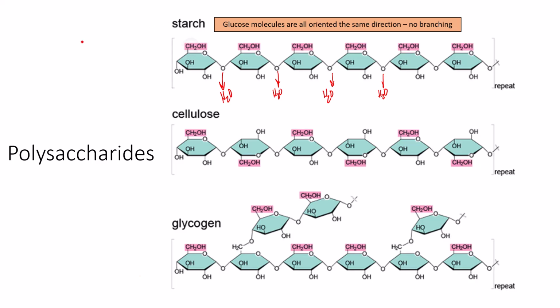Starch would be the functional polysaccharide found in plants. What do I mean by functional? Functional polysaccharides are always the ones that allow for that short-term energy storage, because we said that's the function of a carbohydrate.